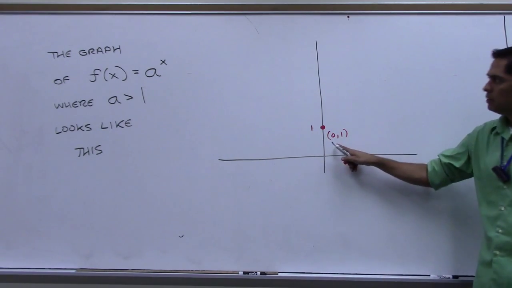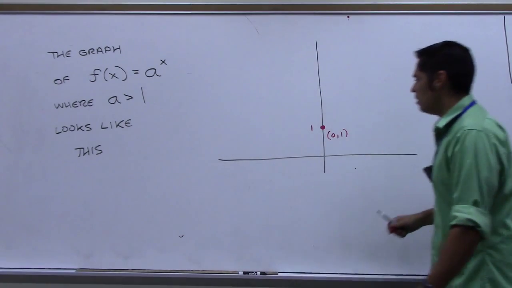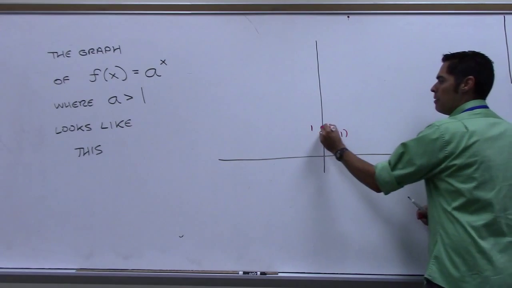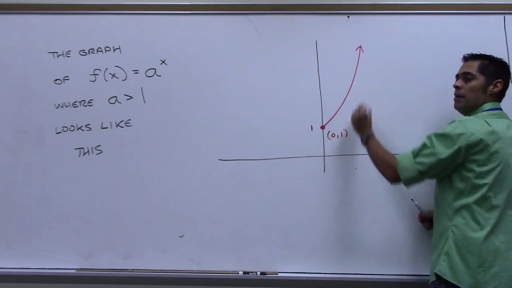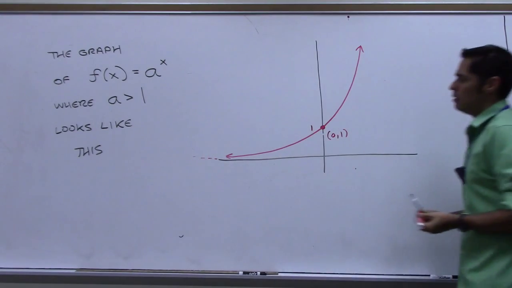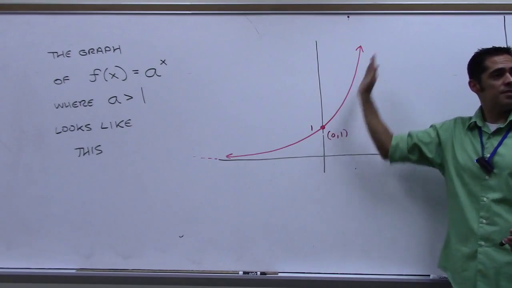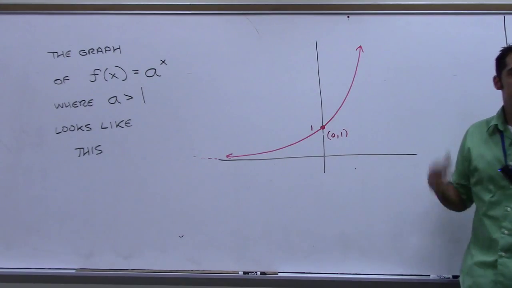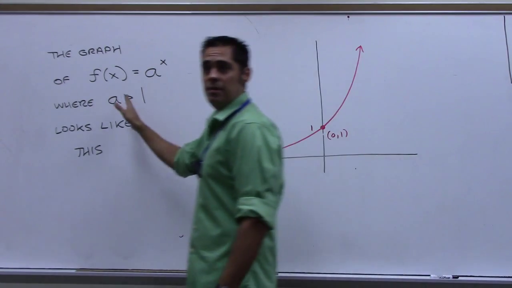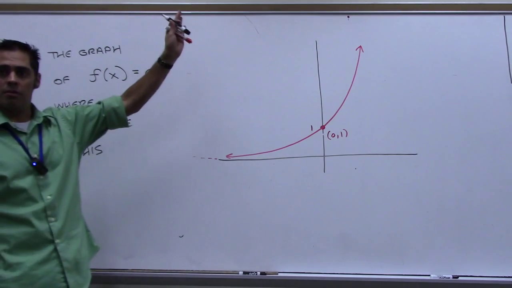Why? Because anything to the 0 is 1, right? So that point will be there. The right side will go up. The left side will go down towards a horizontal asymptote. Now, how fast it grows, the steepness of this, is dependent upon how big a is. The bigger a is, the faster it grows.